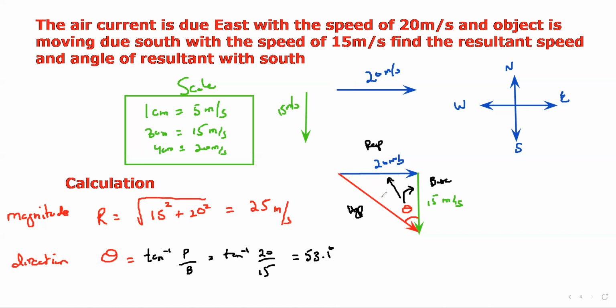This one is the hypotenuse. This one is the angle, the other side is the base, and the side opposite to the angle will be the perpendicular. So tan inverse of perpendicular divided by base, we will get the angle. Is it clear?